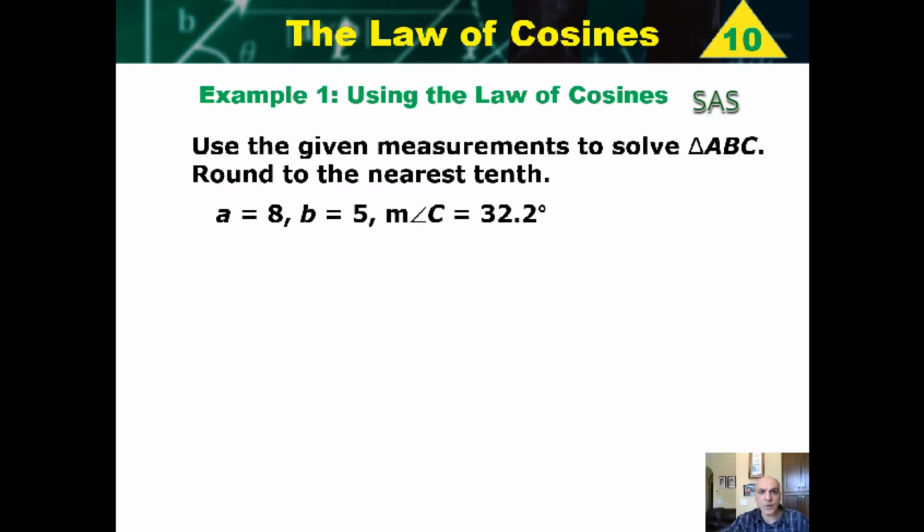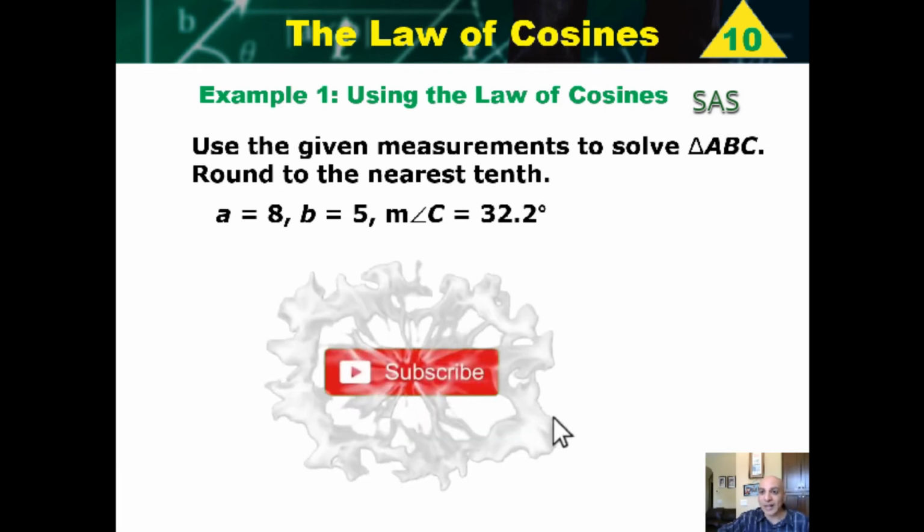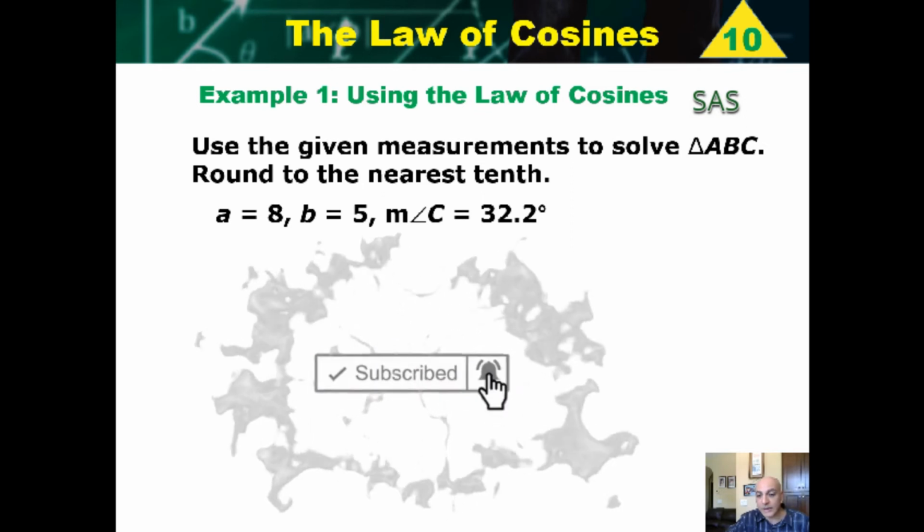So let's start with the first one. The first one says, use the given measurements to solve triangle ABC. Round to the nearest tenth. And you need a calculator for this one. I believe you do, because there are some decimals and things like that.